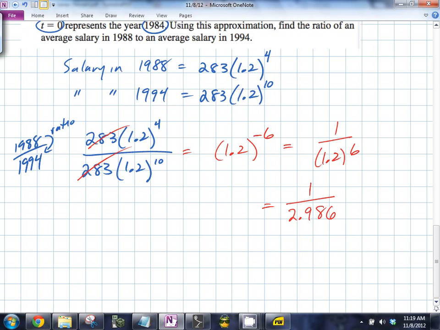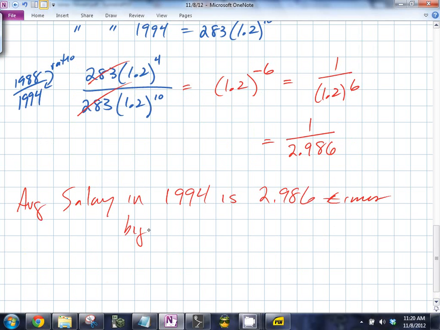Pico, go. The salary in the year 1988. The average salary in the year 1994 is 2.986 times bigger than the average salary. Yep. Average salary in the year 1988. So if you round it a little bit, what is this pretty close to? It's pretty close to 3. So basically, it's telling you that players in 1994 are earning 3 times as much.